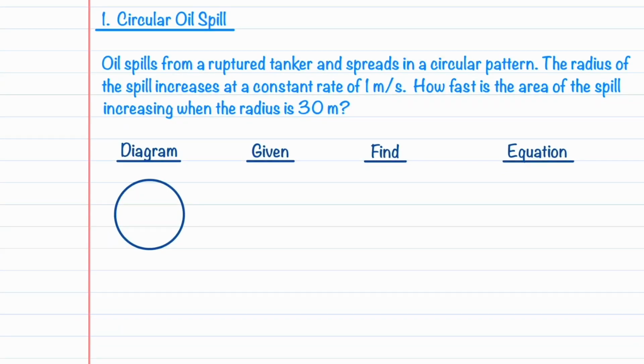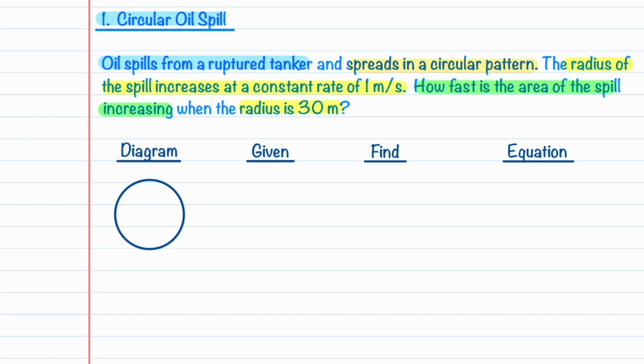We're going to look at a related rates problem that involves a circular oil spill. We're told that oil spills from a ruptured tanker and spreads in a circular pattern. The radius of the spill increases at a constant rate of 1 meter per second. We want to find how fast the area of the spill is increasing when the radius is 30 meters.